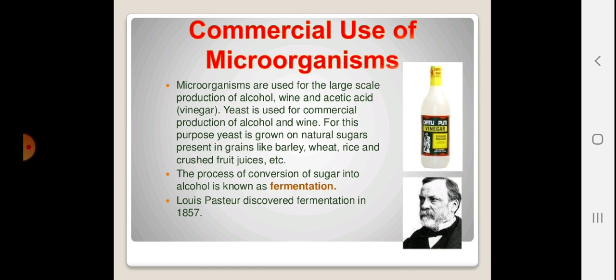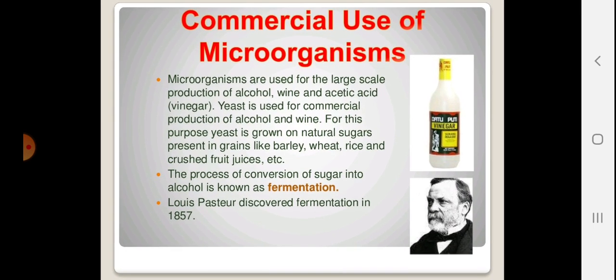Now let's begin with the commercial use of microorganisms. As here you can see a vinegar bottle. Yes, microorganisms are also used to prepare acetic acid or vinegar. Vinegar is quite watery, it looks like water, quite transparent, but if you taste it, it is not like water, it is quite acidic or sour in taste. It is mainly used as a preservative for pickle, and is used majorly in the preparation of Chinese food. So microorganisms are used on a large scale for the production of alcohol, wine and acetic acid.